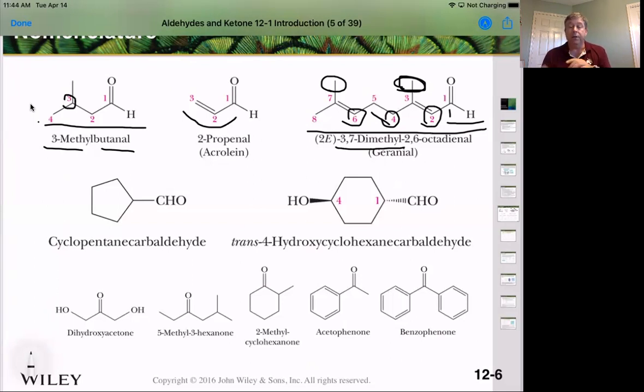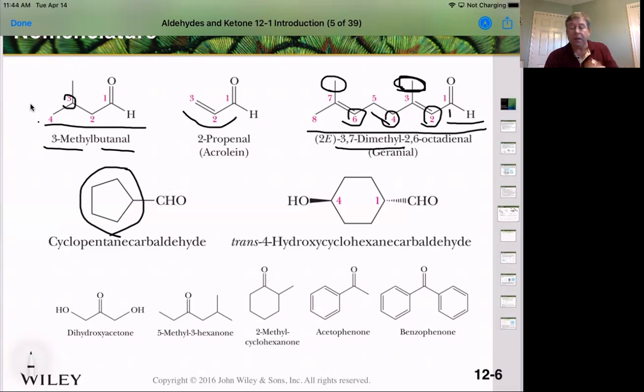Okay. So it's much simpler when we're looking at a cyclic hydrocarbon here. We name it for the cyclic hydrocarbon. So in this case, it's cyclopentane. And then we add carbaldehyde. So we have cyclopentane carbaldehyde.